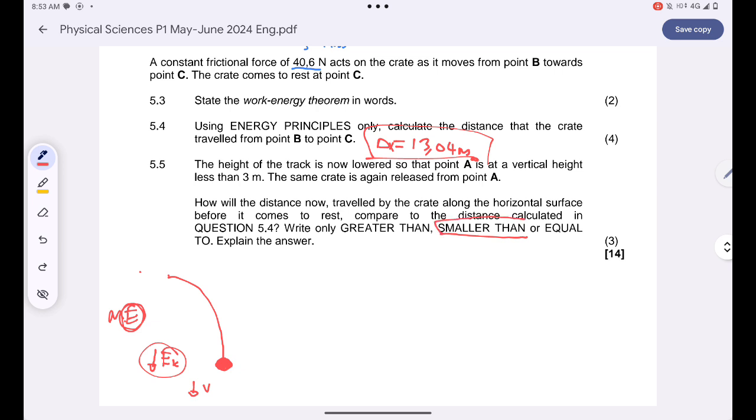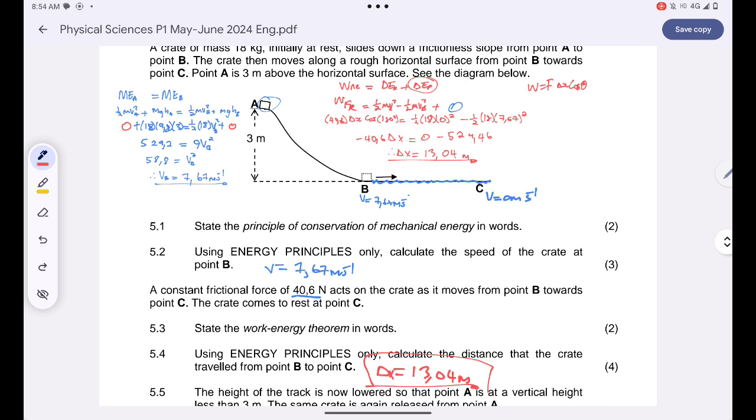The distance will be smaller than, why? Because if ever we decrease the height above the ground, we are decreasing the mechanical energy of the object. When you decrease the mechanical energy, we also affect the kinetic energy at position B. Whenever the kinetic energy is decreased, the speed is decreased. And with a lower speed, the crate will never cover a distance of 13.04 meters, but it will cover a distance which is smaller than 13.04 meters.